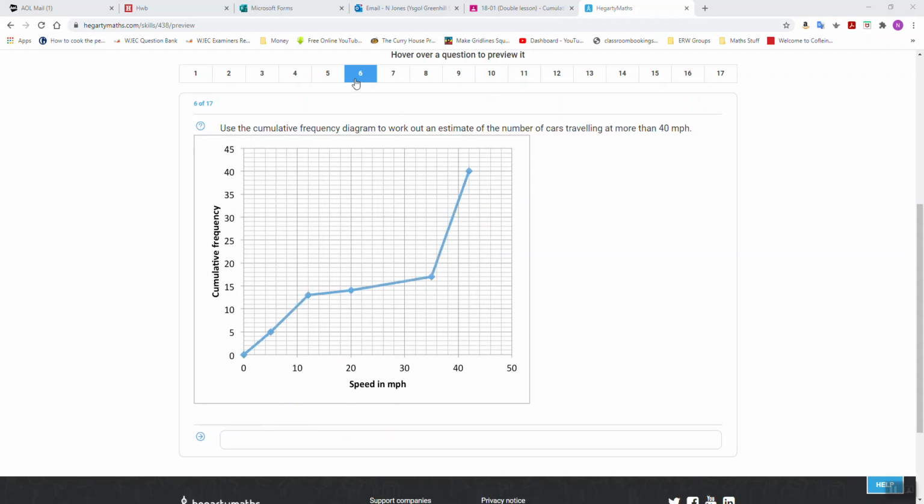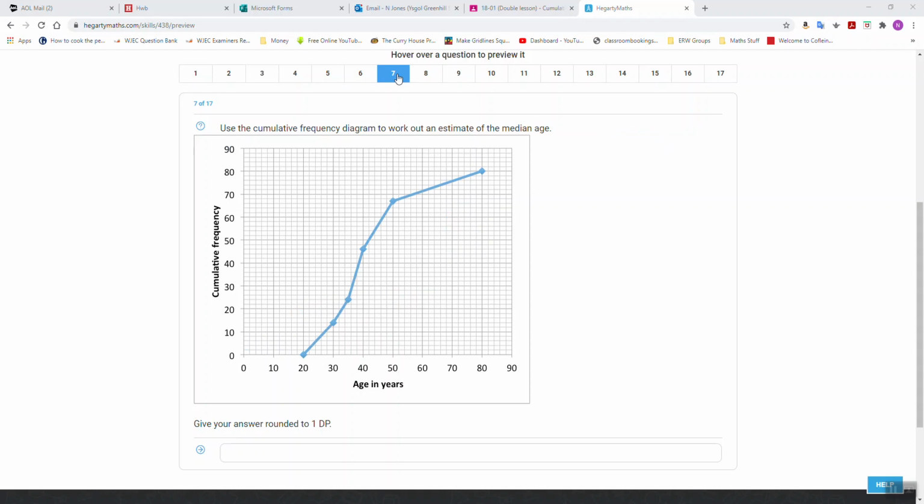When you're trying to find out a 'more than', you're still going to be using that boundary of your graph. So for more than 40 miles an hour, I can read off less than 40 miles an hour, which is going to be 34. And the number that are traveling more than 40 miles an hour then is the gap between your total number of data items, which is 40, and those that are traveling less than 40. So I'm going to be working out 40 less 34, so there'll be 6 cars traveling more than 40 miles an hour.